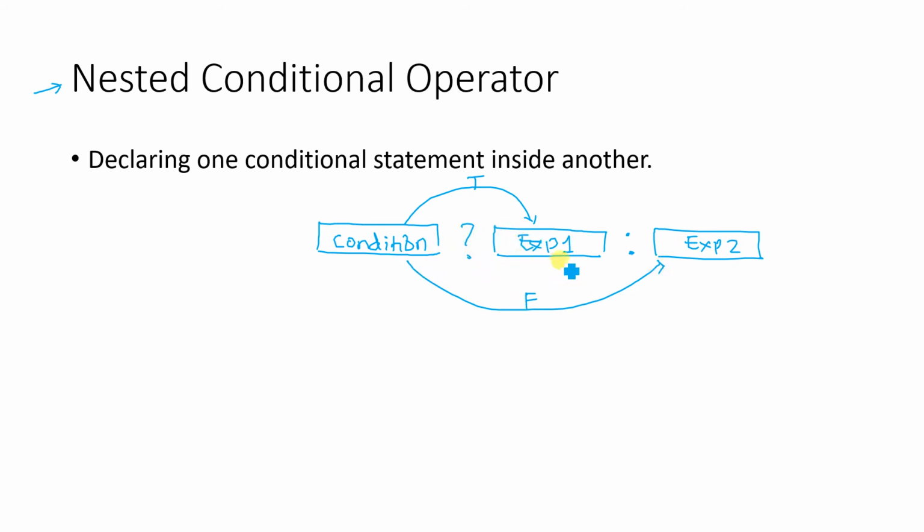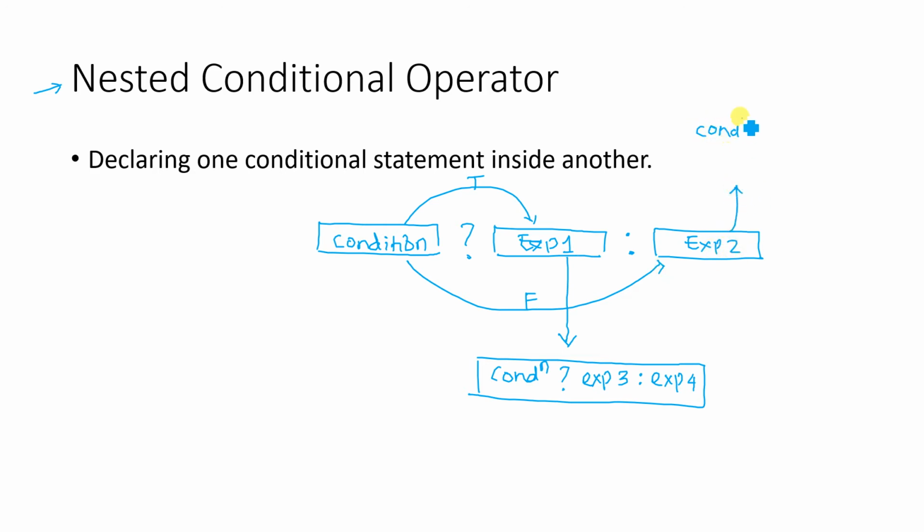Now, can this expression be another conditional statement? Yes, it is possible. That means inside expression 1 we can also write a condition, then a question mark, expression 3, colon, expression 4. So we can write something like this. Similarly, expression 2 can be written like this: one condition, then a question mark, then expression 5, colon, expression 6. So this represents another conditional statement.